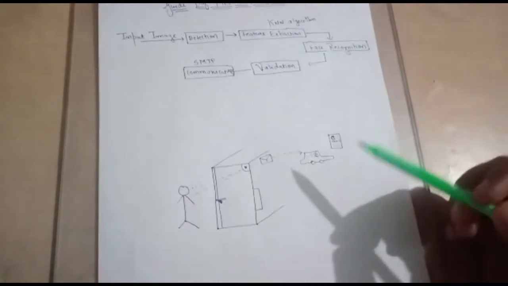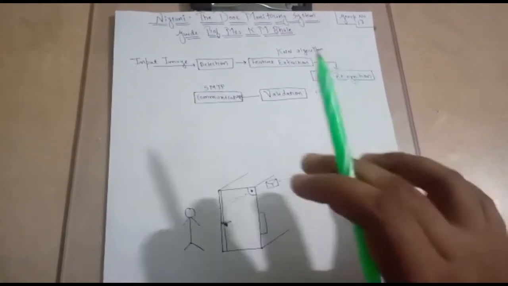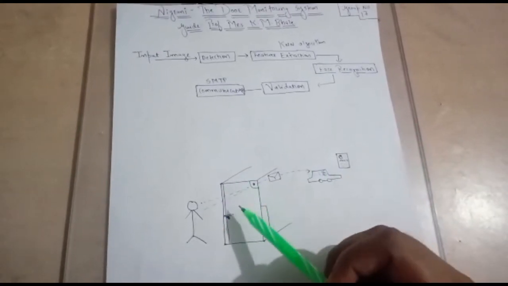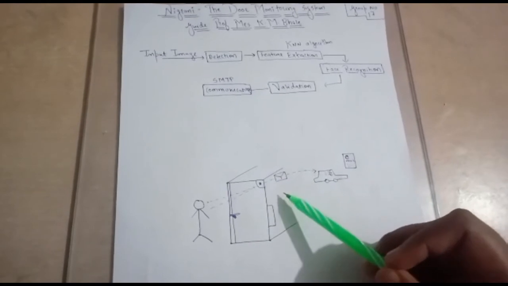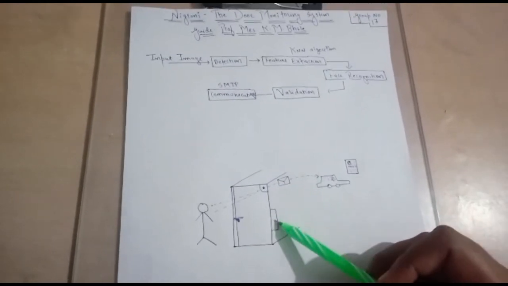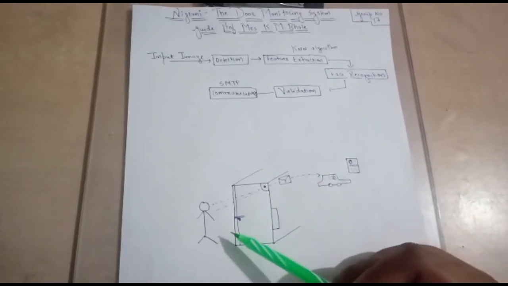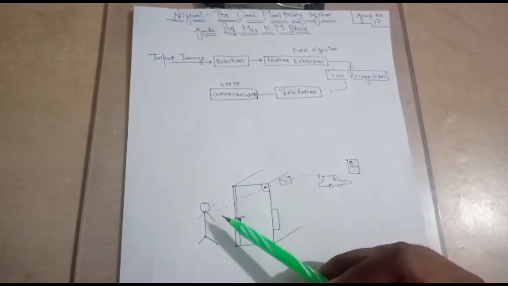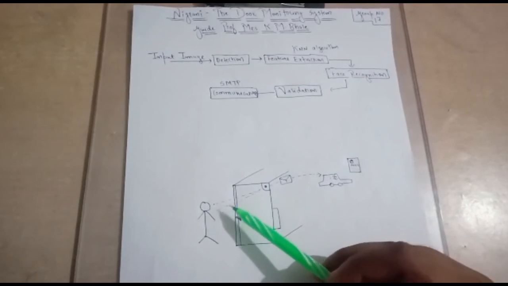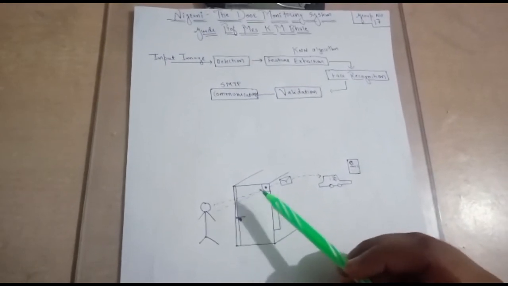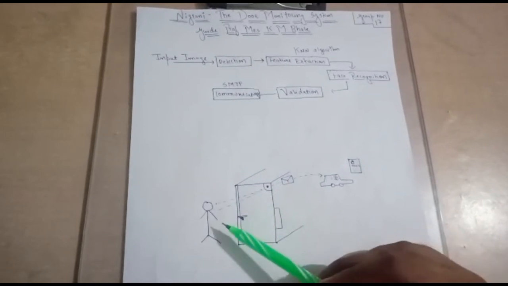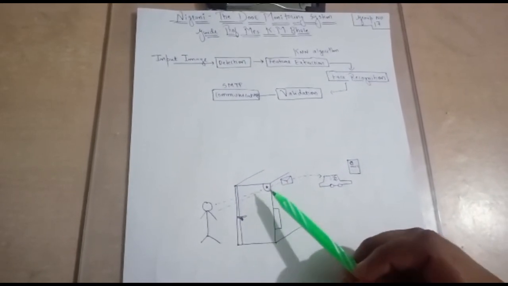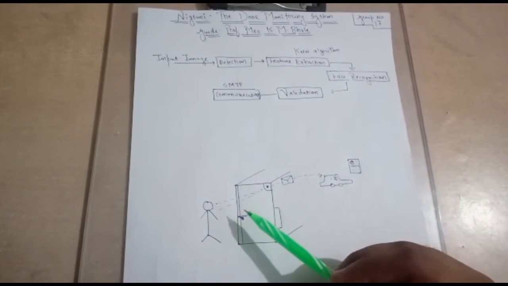So let's see how the project will work and how the view will be. First, there will be a person in front of a door. There will be a camera fitted to it. The program is completely recorded into the Raspberry Pi, which is fitted here. If a person comes in front of the door, the camera recognizes that there is a valid face in front of it. If the image is recorded in the system, it will grant permission, and if not, it will not grant permission.